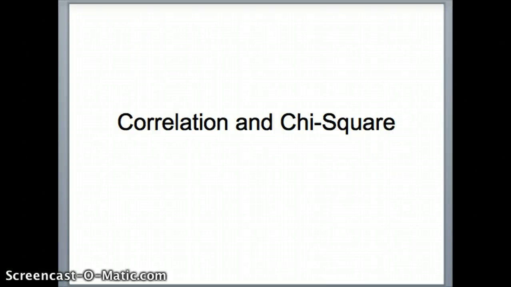In this lesson, we're going to look at correlation and chi-square. These are two fairly common statistics, so if you obtain an understanding of them, I think it'll help you understand some of what you see reported in journal articles, as they're fairly often used and common.